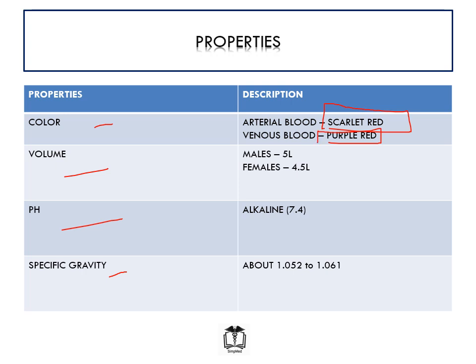In males, the volume of blood is about 5 liters. In females, about 4.5. The pH of blood normally tends to be alkaline, usually about 7.4, whereas the specific gravity tends to range from 1.052 to about 1.061. That concludes our module of the introduction to hematology.